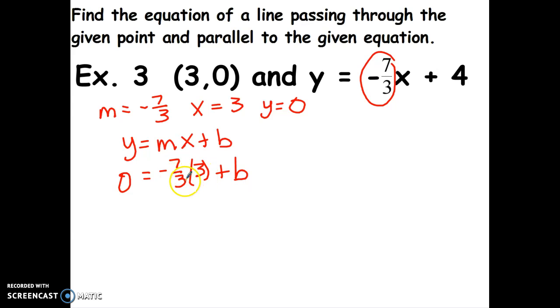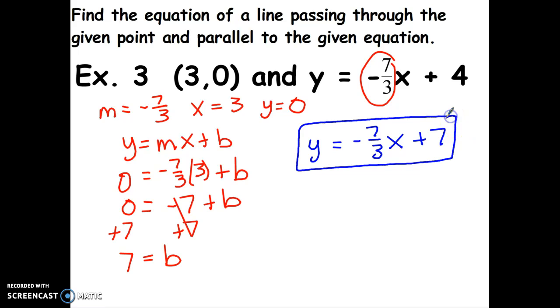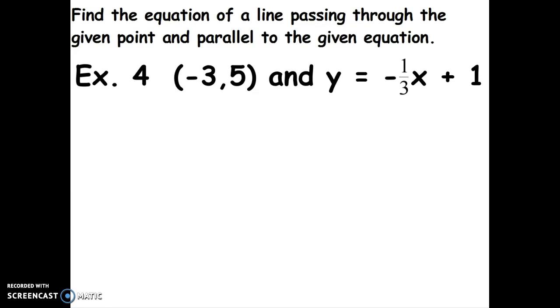Now when I multiply these together, I end up getting -7. Now I need to add 7 on both sides, which 0 plus 7 is 7. And for your final equation, you should have gotten y equals -7/3x plus 7. All right, so hopefully you guys got that right. Let's go ahead and try one more. You guys are going to try one more by yourself. All right, go ahead and pause the video and take a moment to write it down and solve through it. Press play when you're ready to see me work through it.